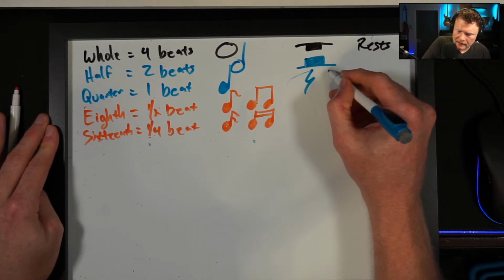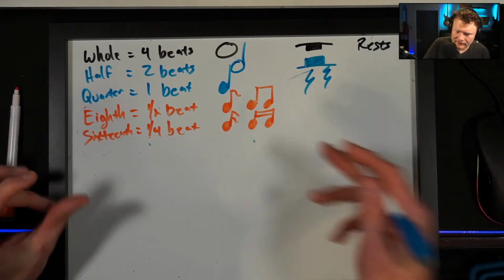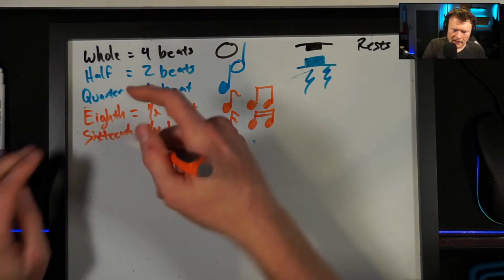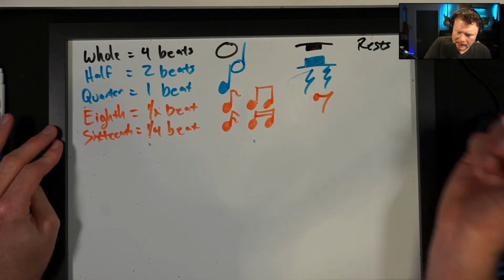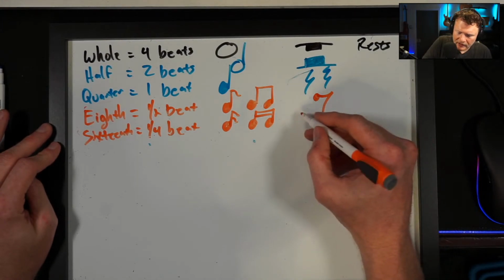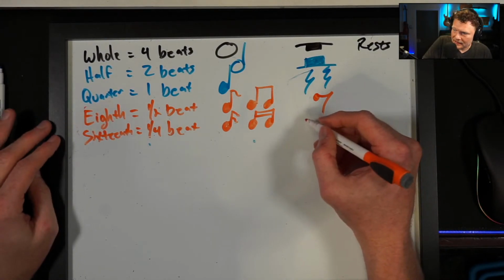There's mine. It could also be like this, kind of. Something like that on those lines. 8th rests, these are a little bit easier. You got a dot, swings over, down like that. Okay, pretty simple. 16th rests, it's the same thing.